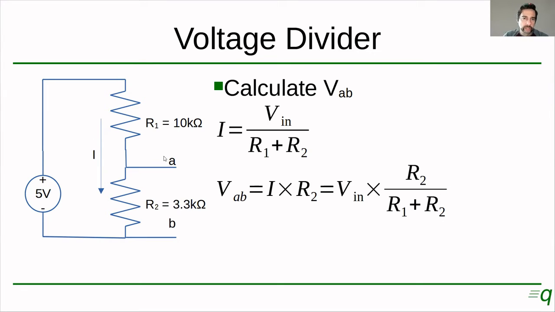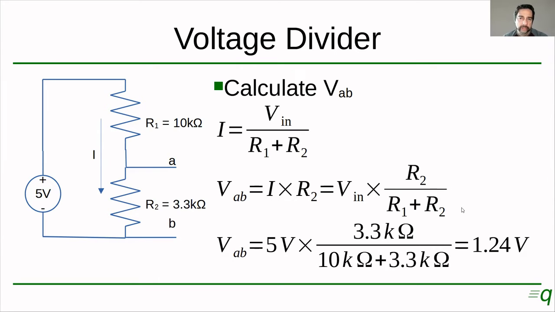Now, if we want to calculate the voltage between A and B, we multiply the current, again Ohm's law, times R2, this resistance, which is 3.3 kilo ohms. So I times R2, that's the voltage between A and B. And substituting I with this equation, we get that the voltage between A and B is the input voltage times R2 over R1 plus R2.